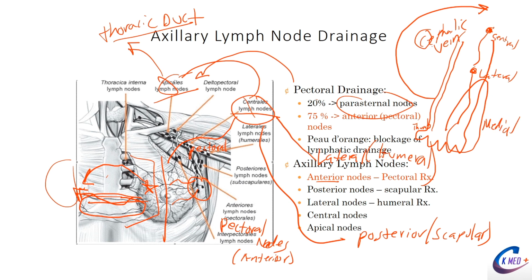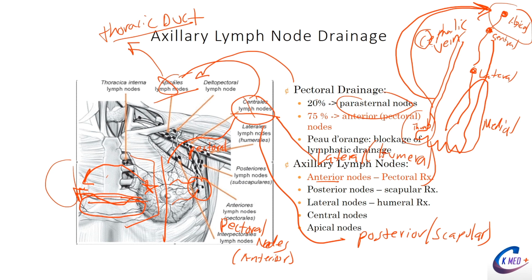It goes to lateral nodes, then central, then apical. But if it's a lateral arm, lateral thumb kind of thing, it's going to drain all the way up to apical and skip our central nodes. So this is one weird thing that happens with the axillary lymph nodes: we can skip and do this. If you have obstruction of our pectoral nodes on the anterior part, you're going to get peau d'orange. That's a blockage of lymphatic drainage, something you can see with breast cancers that obstruct that.